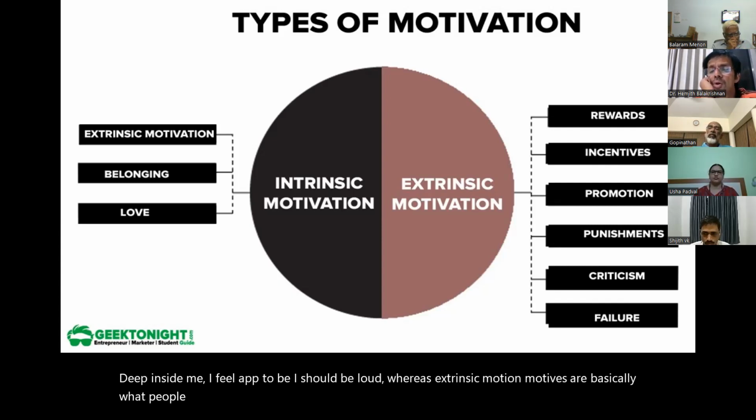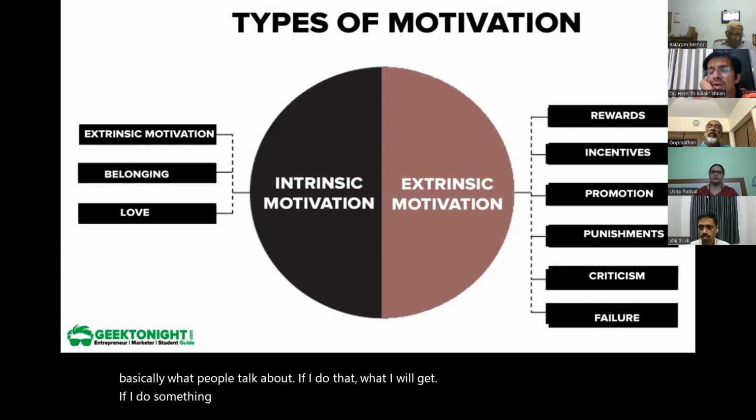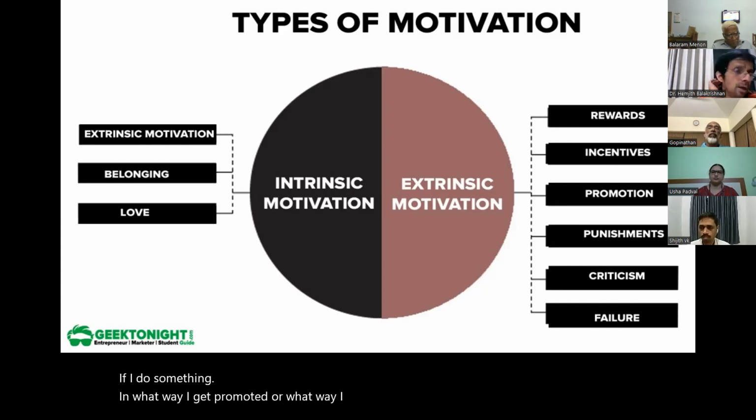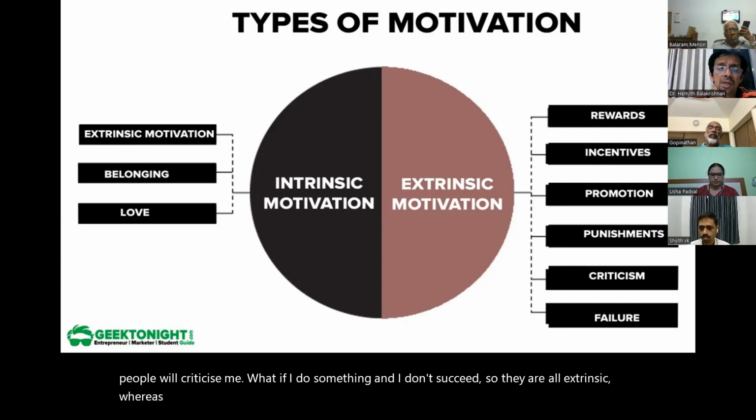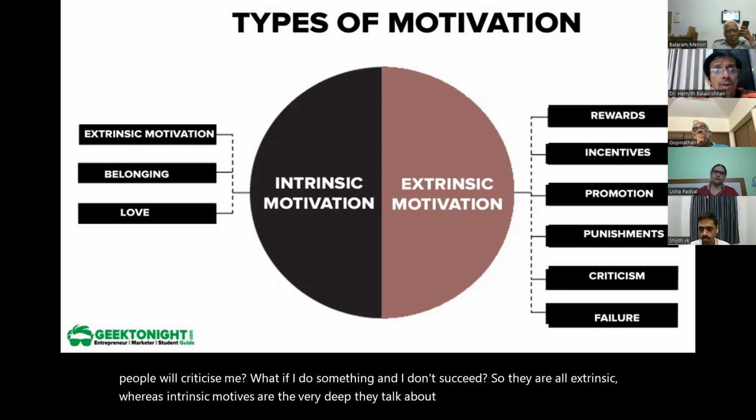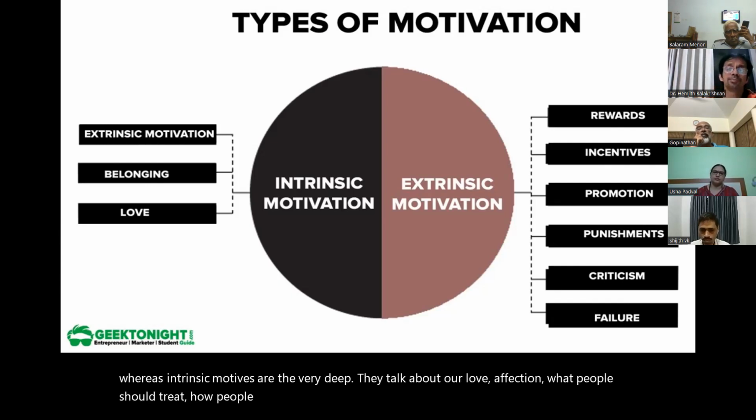People talk about, if I do that, what I will get. If I do something, in what way I get promoted, or what way I am punished. What if I say something, whether people will criticize me? What if I do something and I don't succeed? So they are all extrinsic. Whereas intrinsic motives are deep, very deep. They talk about our love, affection, how people should treat, everything.